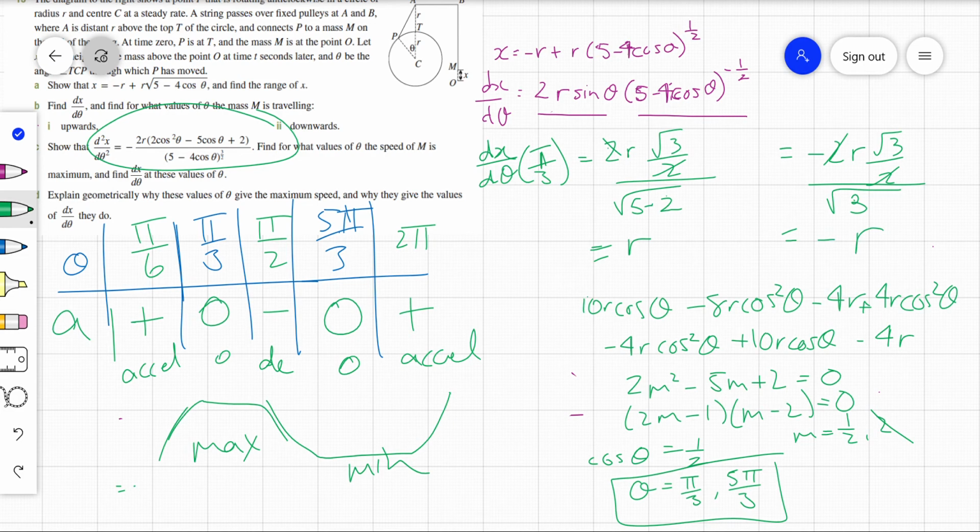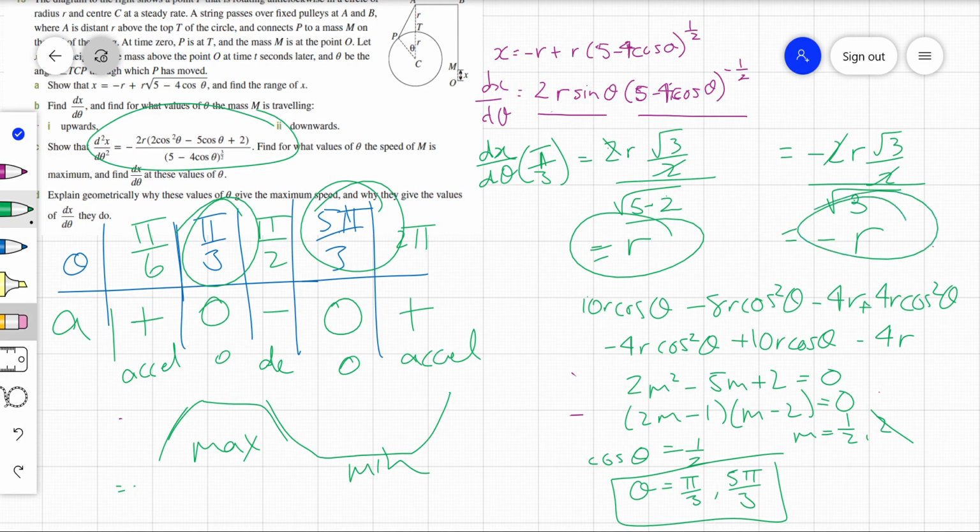So what we have there is that the maximum speed is occurring at theta equals pi on 3 when dx by d theta, so the change in x with respect to theta, is r, and then the minimum speed is when our angle is 5 pi on 3, and that's when the change is negative r.